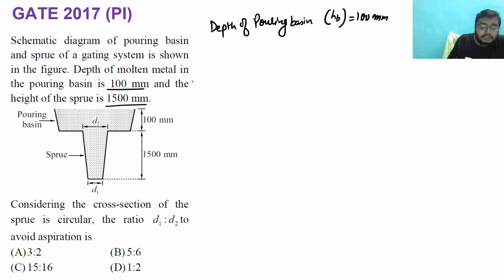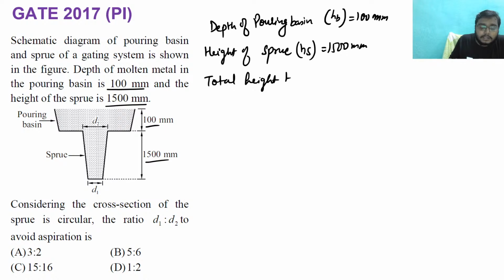Now see, I can also see that height of a sprue is given as 1500. So height of a sprue, that is HS, is given as 1500 mm. Next, what is the total height? This is 100, this is 1500. So can I say that total height, that is HT, is given as HB plus HS, which is nothing but 1600 mm. Clear? Now see, in this question it has been asked, considering the cross section of the sprue is circular, the ratio of d1 by d2 you have to calculate to avoid aspiration, right?